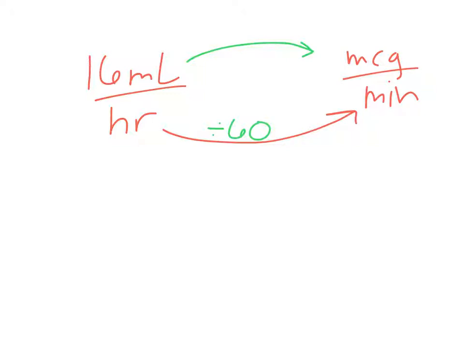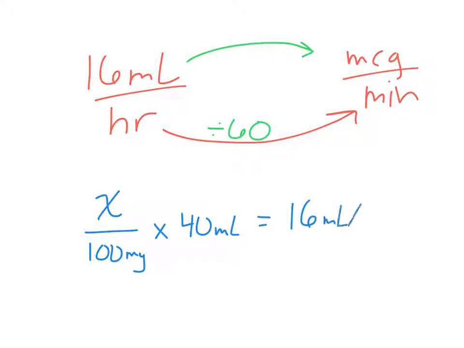So let me show you how I'm thinking about this one, and maybe this will make sense to you. We don't know what that ordered number is in terms of our D over H times Q formula. We don't know what that is just yet. So I'm going to plug that in as X right now. And, based on how it's packaged, here's H, 100 milligrams per 40 milliliters. That gave us an answer of 16 milliliters per hour. Again, like I said, we're going in reverse of what we've done so far.